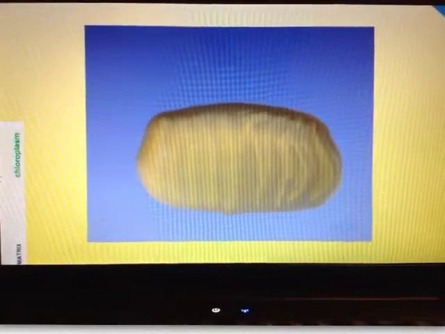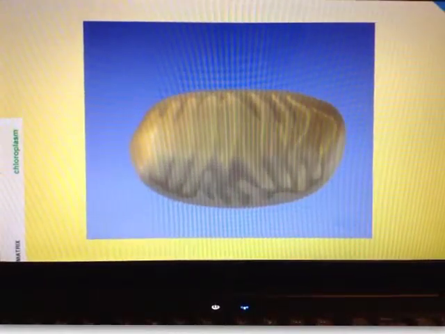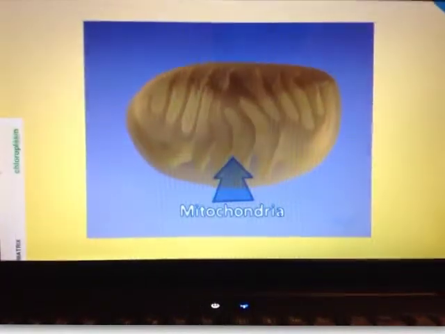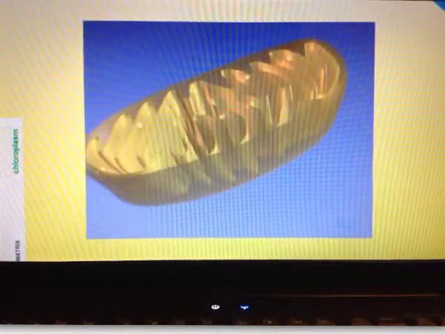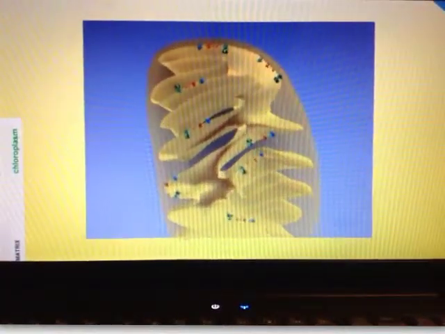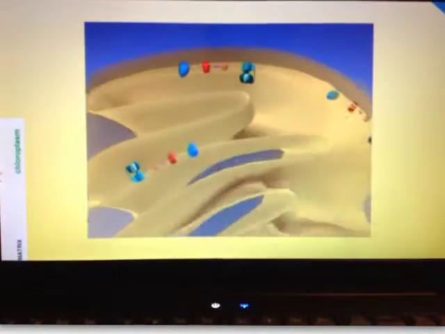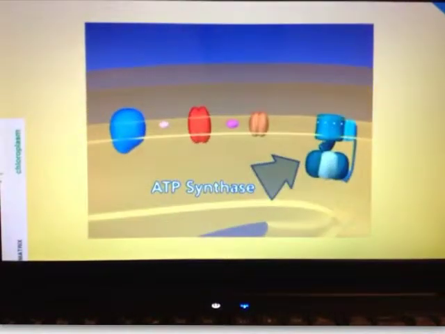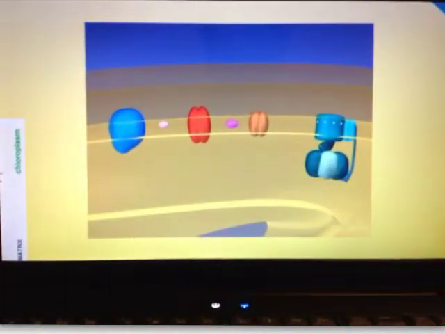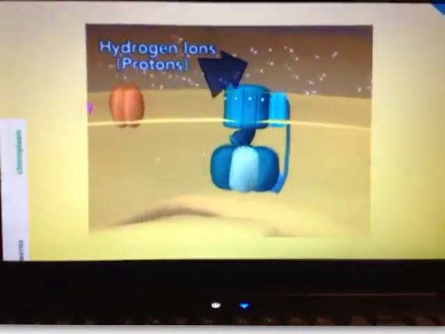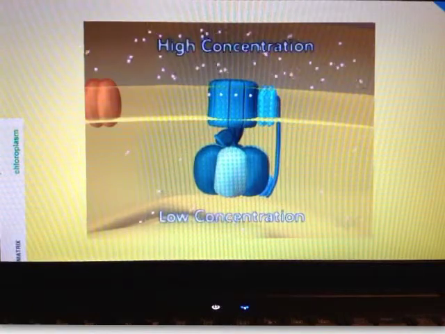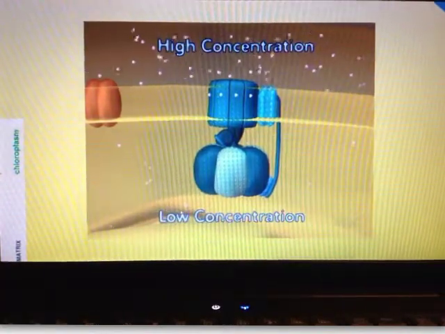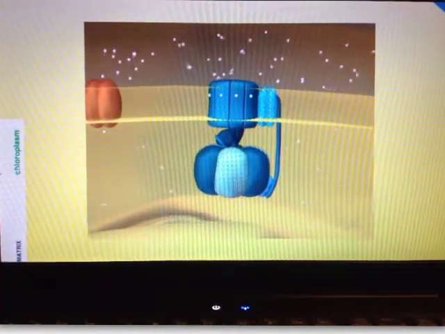Gradients and the potential energy they create are key aspects of the biological world. A good example of the use of a gradient occurs in the mitochondria when ATP is synthesized. ATP is synthesized by ATP synthase, a large complex of membrane-bound protein. Here we see ATP synthase, along with other membrane-bound proteins. Notice the large difference in the number of hydrogen ions on the 2 sides of the membrane. This difference is a hydrogen ion, or proton, concentration gradient.